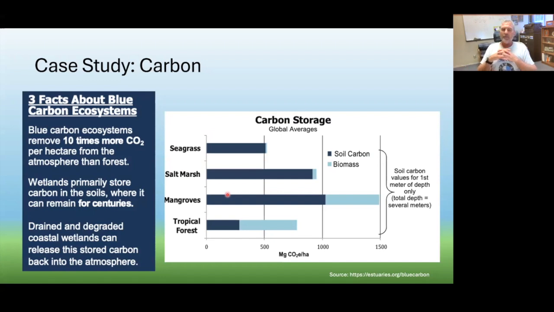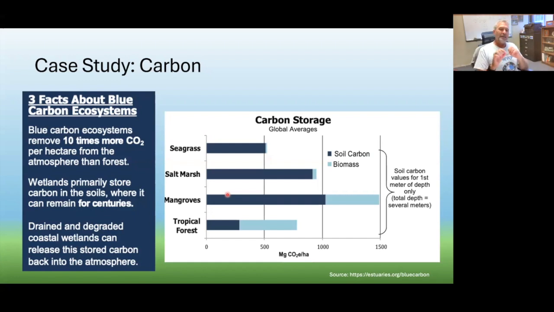And they primarily store the carbon in the soils. You don't have that litter layer so much that it can stay in those soils for centuries. A lot of the fuels we're burning now have been in the soils for hundreds of thousands of years, right?